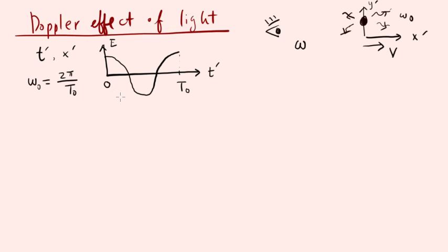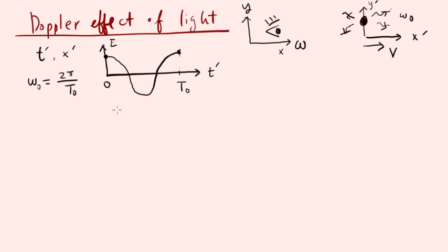So the task we have at hand is to transform these two events: the first maximum of the amplitude and the second maximum of the amplitude, to the events in the unprimed coordinate system that corresponds to this rest frame. So we are observing these events from this rest frame, which we call x and y and t, etc.